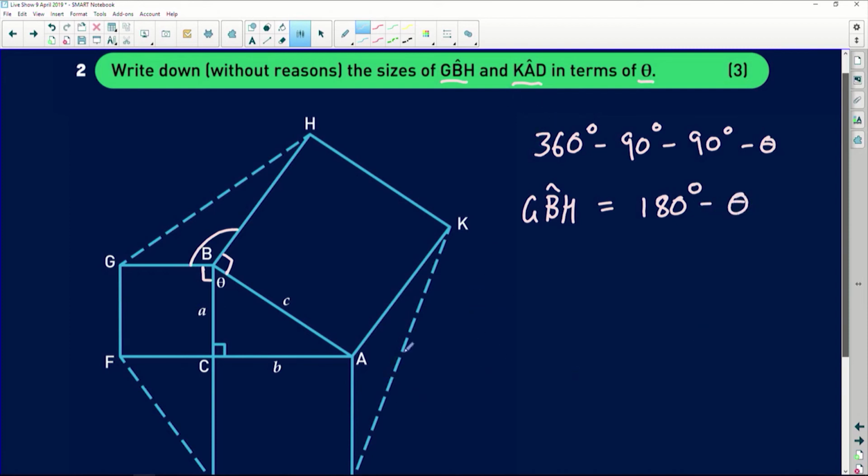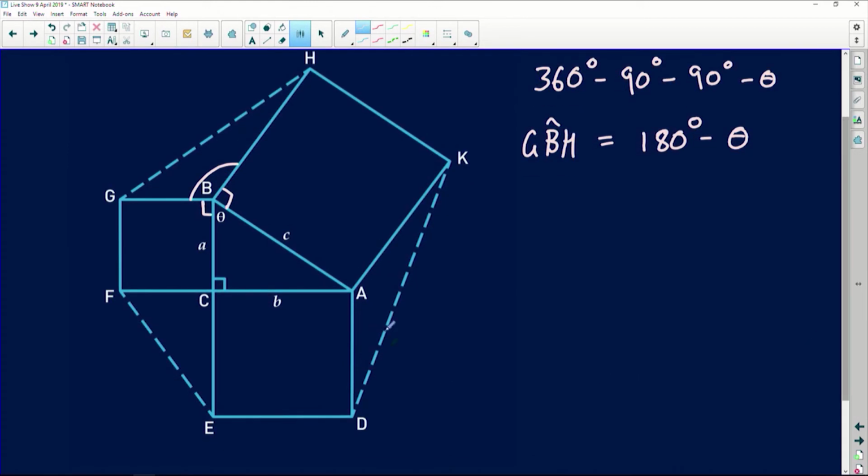The other angle that we asked to find is KAD. So if we look in the figure, here is KAD. And we're going to do a similar thing to how we found GBH. We're going to do angles around a point. This angle over here is going to be equal to 90 degrees minus theta.